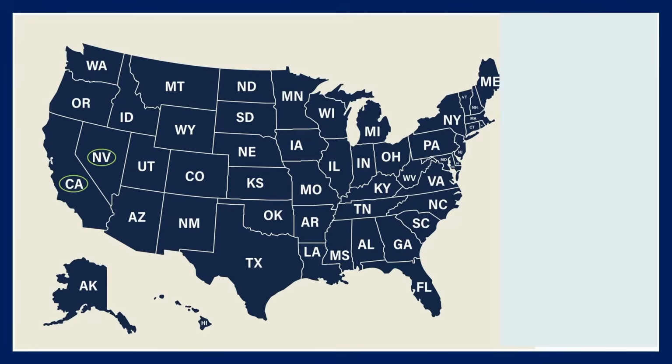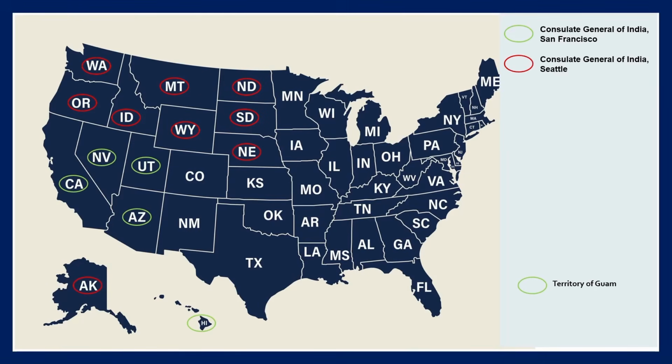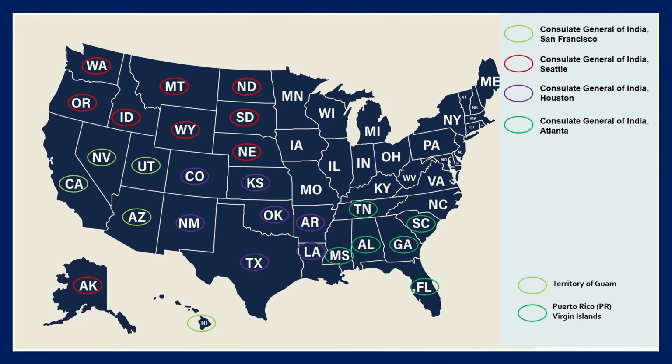Indians residing in California, Nevada, Utah, Arizona, Hawaii, and the territory of Guam should send their application package to the Consulate General in San Francisco. Oregon, Washington, Idaho, Montana, Wyoming, North Dakota, South Dakota, Nebraska, and Alaska to the Consulate General in Seattle. Colorado, New Mexico, Kansas, Oklahoma, Texas, Arkansas, and Louisiana to the Consulate General in Houston. Mississippi, Alabama, Florida, Georgia, South Carolina, Tennessee, Puerto Rico, and the Virgin Islands to the Consulate General in Atlanta.